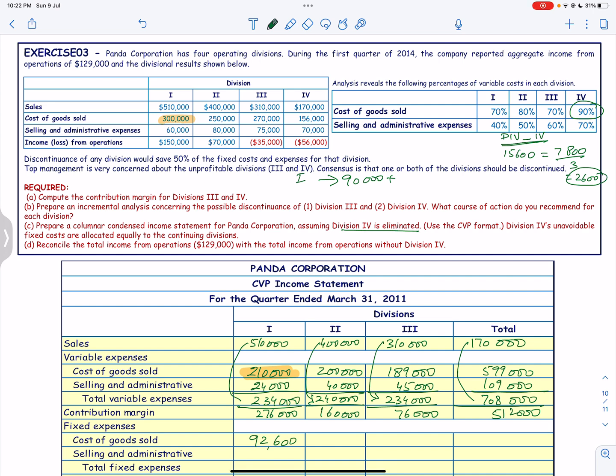For selling and administrative, it is 60,000 minus 24,000, that will give you 60 minus 34 will be how much? 60 minus 24 is, and we have to calculate for, so we'll ignore, just wait. So we have 92,600 as fixed expenses for cost of goods sold, and for division 1 we have already put the value.